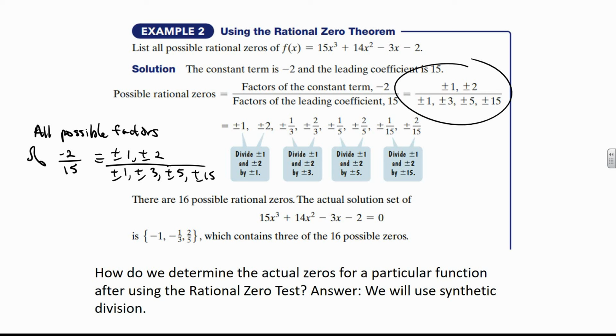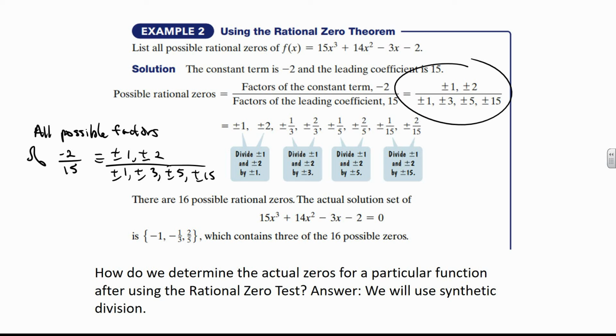So we take plus or minus 1 divided by 1, that's just 1. Then plus or minus 1 divided by plus or minus 3, we get 1/3. Plus or minus 1 divided by 5, we get plus or minus 1/5. And plus or minus 1 divided by 15, we get plus or minus 1/15. Then you take 2 divided by 1, you get plus or minus 2. 2 divided by plus or minus 3, we get plus or minus 2/3. 2 divided by 5, plus or minus 2/5. And 2 divided by 15, plus or minus 2/15. It's a lot there, but they're saying the actual zeros fall within that.